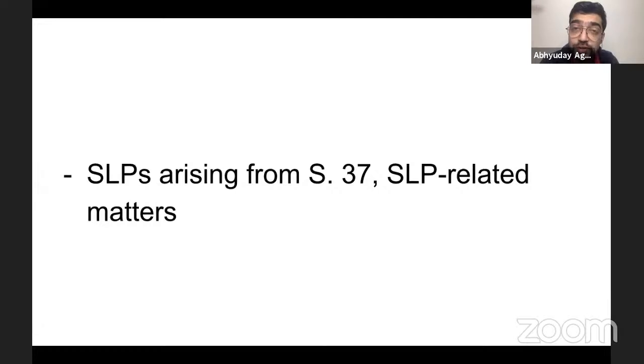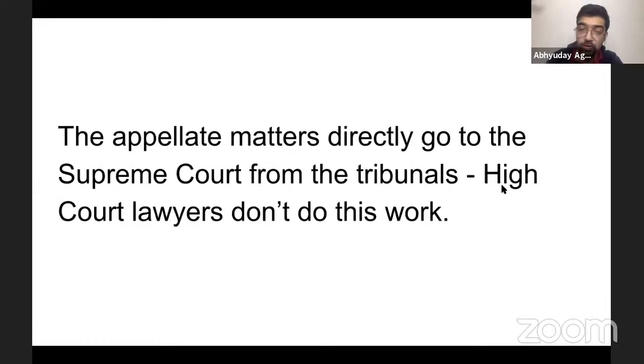Where there is a section 37, don't worry if you can't learn the sections, you don't have to learn, okay? This is just the first time you're hearing about this, but just understand that the Supreme Court has a very unique set of matters coming to them. And when we are looking at Supreme Court practice, we have to know the history of what kind of matters are going there. SLPs, for example, arising from section 37 or other related matters, okay? There are section 934, okay, SLPs can arise from there.